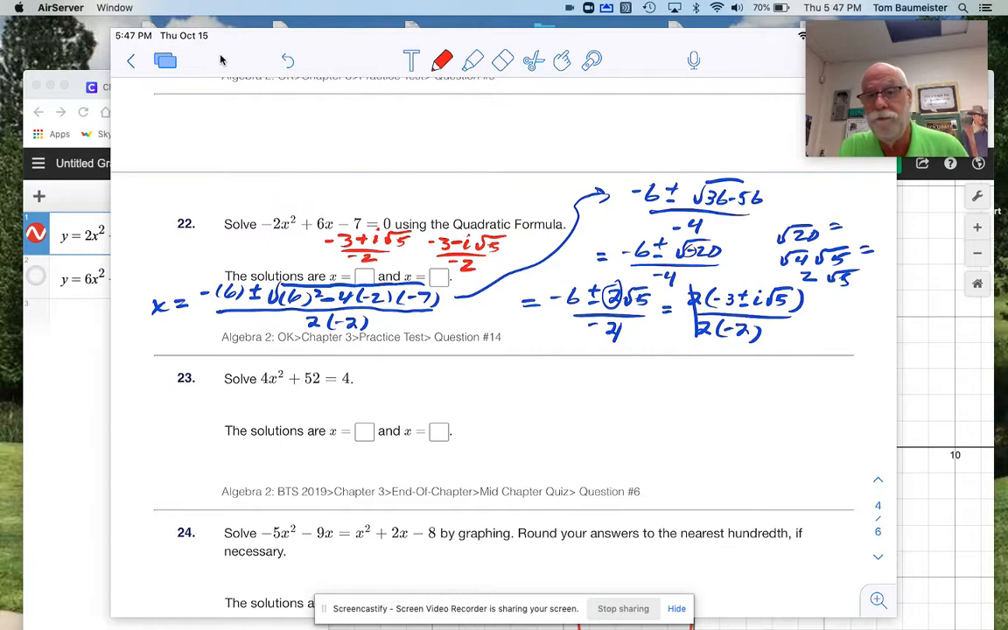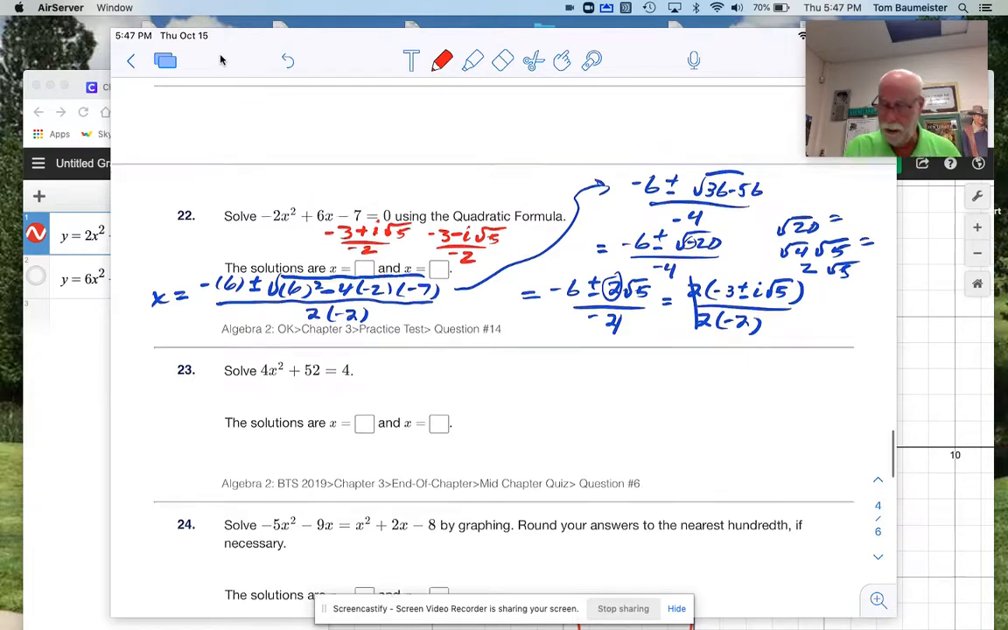Again, that's what they wrote. I'm not sure. I would look at it if you did 3 minus i root 5 over 2. I think it would work. Again, I'll check for you guys. All right.